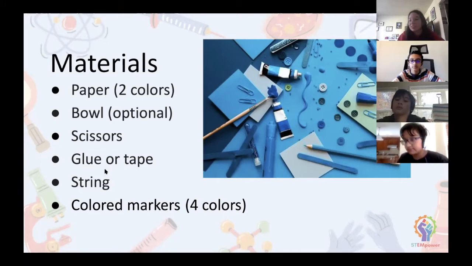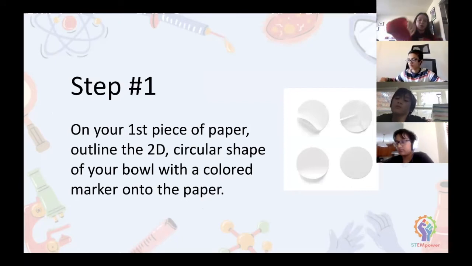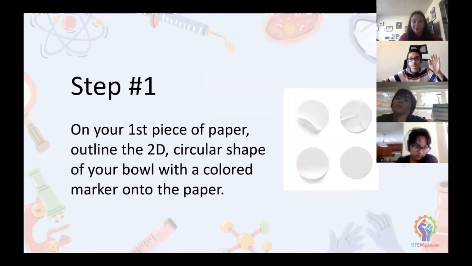Okay, perfect. So let's move on to our step 1. On your first piece of paper, you're going to outline a circular shape, so you can use your bowl, put it on a piece of paper, and then draw around it. And you're just going to color that. Any guesses on what we're drawing at the current moment? What could this circle be? I know a lot of things are circular shaped. Aaron? The cell? Yeah, we're drawing the cell right now.